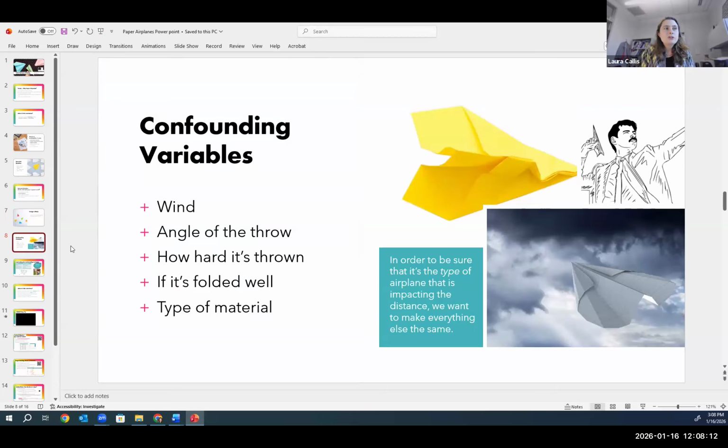And so in order to be sure that it's the type of airplane, the model, that is impacting the distance, we would really ideally like everything to be the same. If we're going to compare, say, 3 different types of paper airplane designs, then we would want all of the flights in each of those 3 groups to have the same type of material, to have the same kind of skill level of the person that's throwing it. We'd want them to be the same so that we know the only variable that's different is the design of the paper airplane. So that's the thing that's making it go farther.